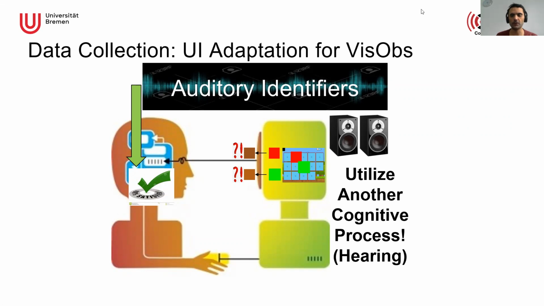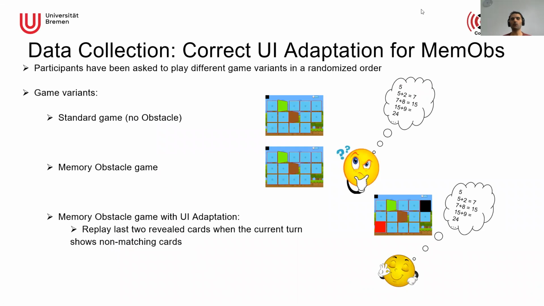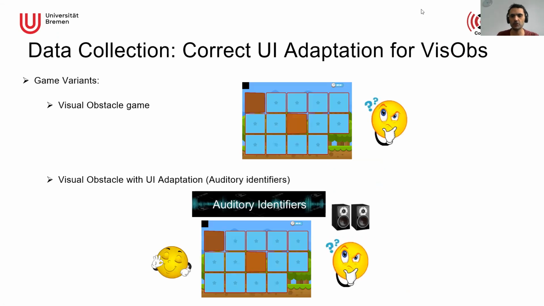the heard auditory identifiers. So for data collection, we need to collect data from all combinations between game variants and user interface adaptations. That means no obstacle game, memory obstacle game, and memory obstacle game with its correct user interface adaptation, and also visual obstacle game and visual obstacle game with its correct user interface adaptation.